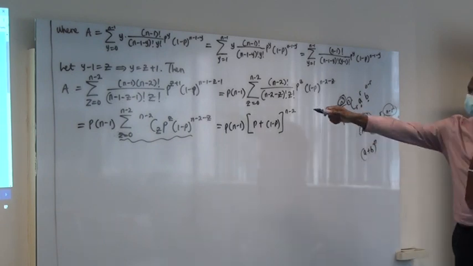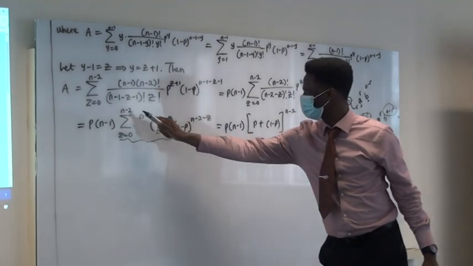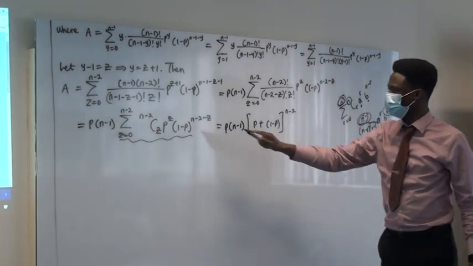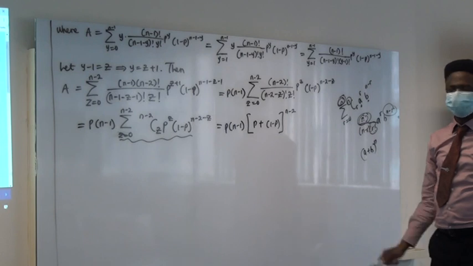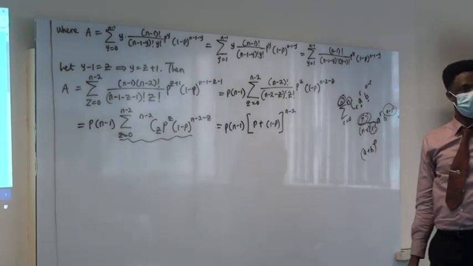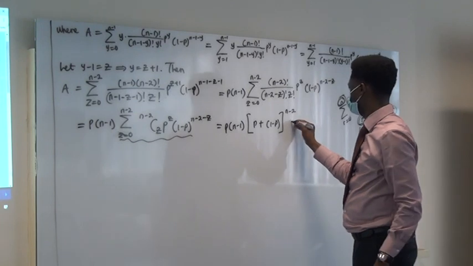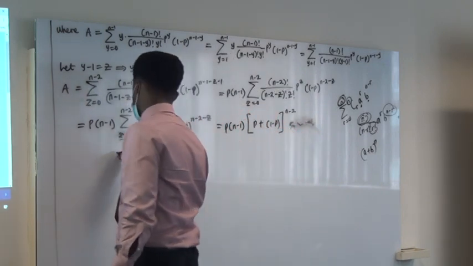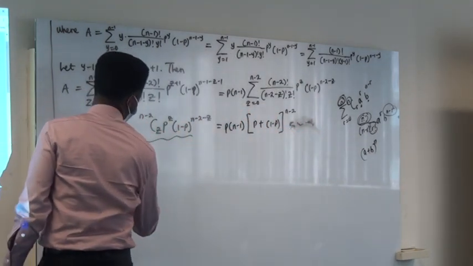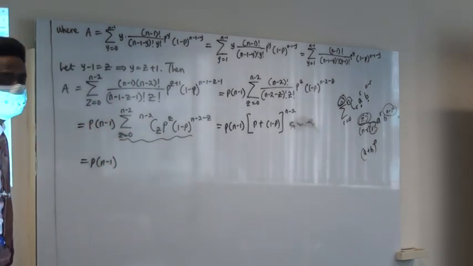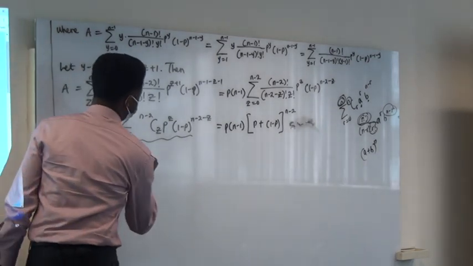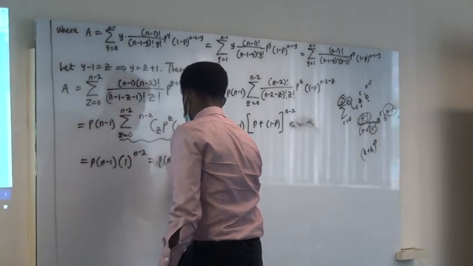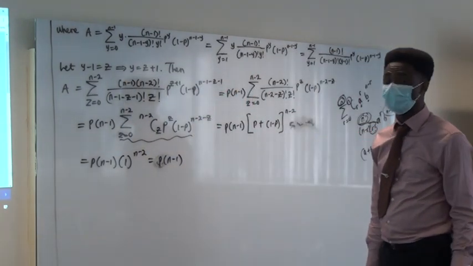So in this case, your n is n minus 2. Your a is p, and your b is 1 minus p, while your r is z. Understand that? So this is P, n minus 1. Sum of that bracket is 1, so that is 1 raised to the power n minus 2, which is just 1. So basically, you have P into bracket n minus 1, and that's our A. Our B is 1.